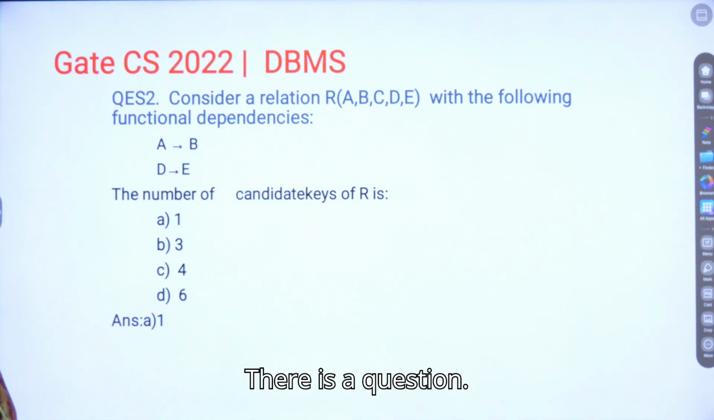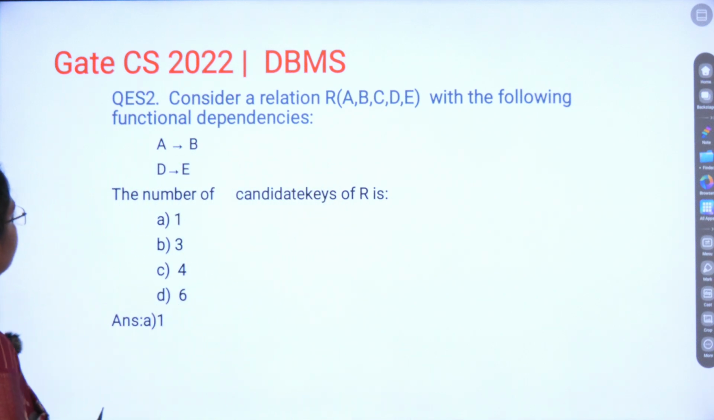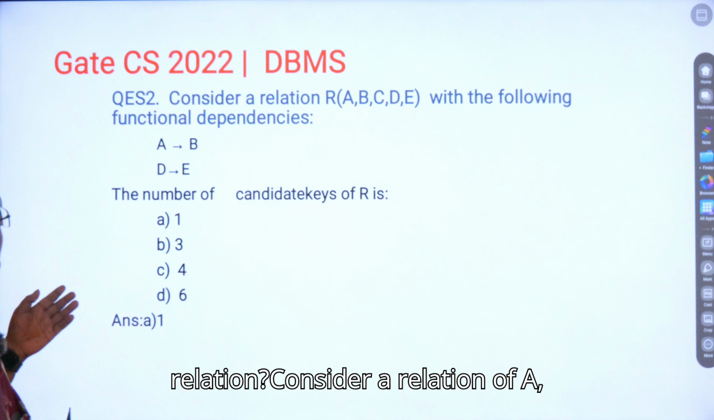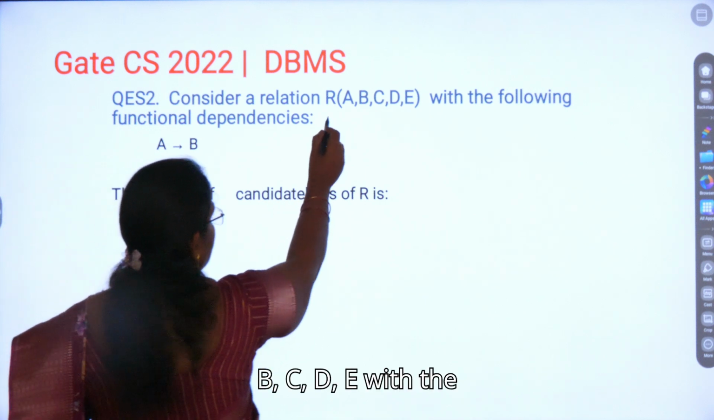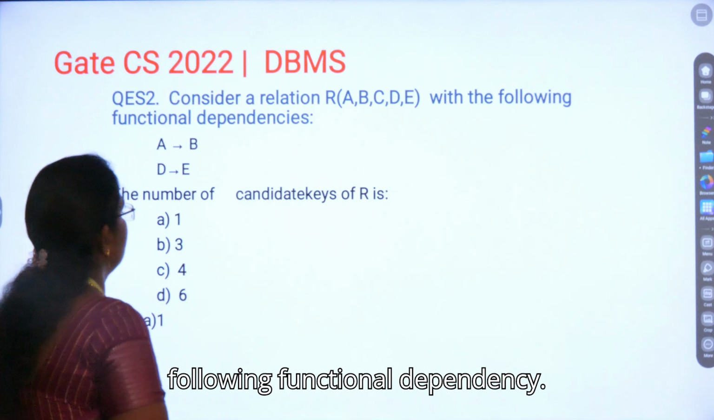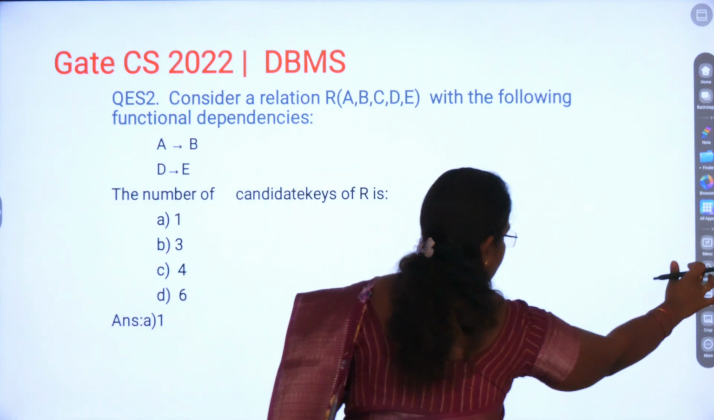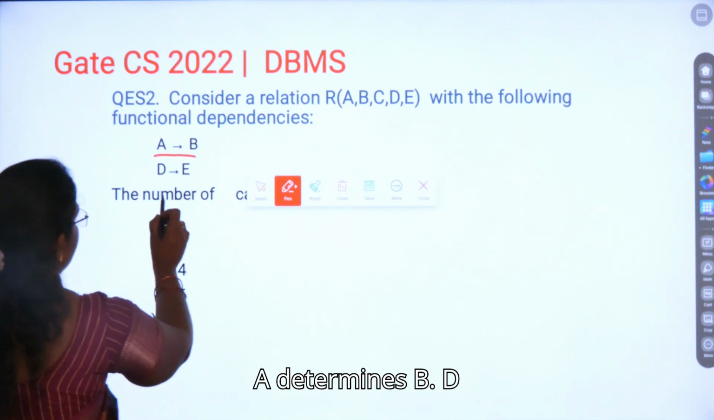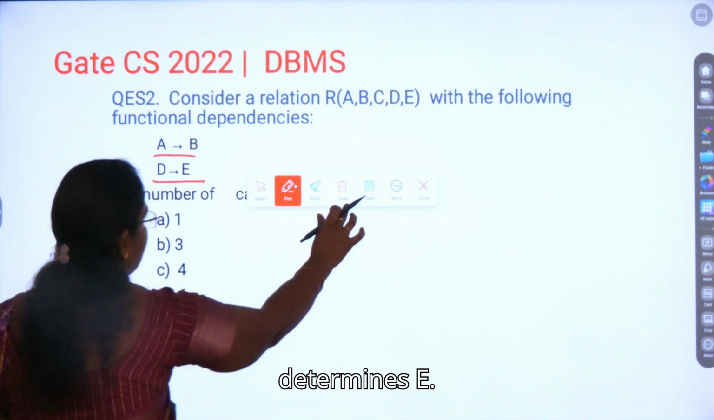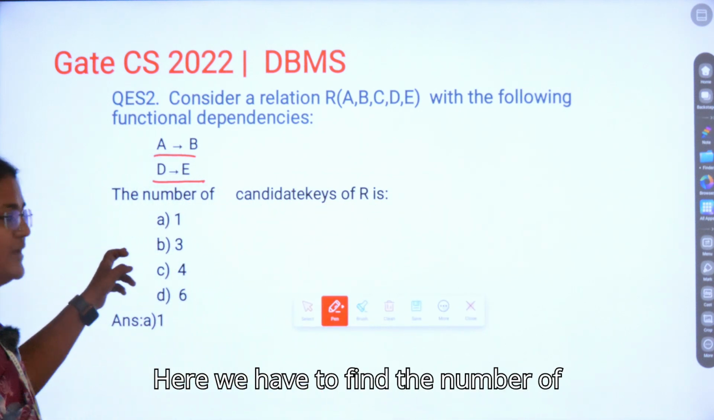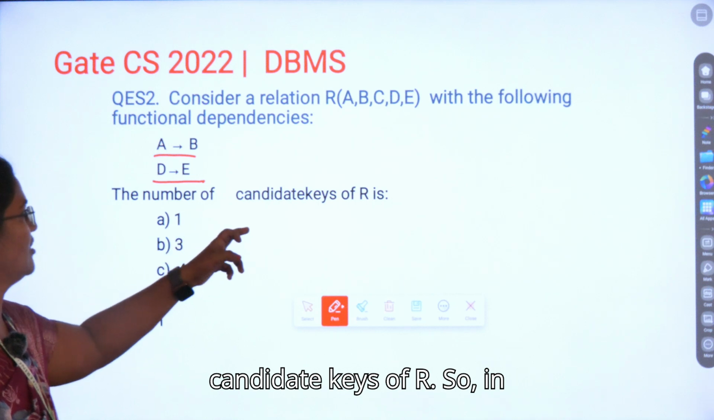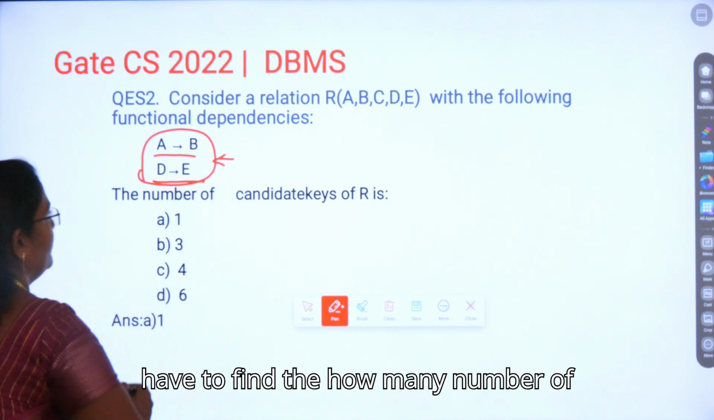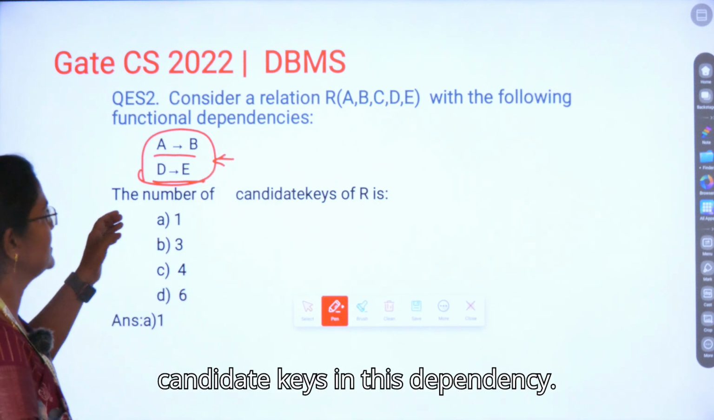There is a question called how to find the candidate keys of a given relation. Consider a relation R(A, B, C, D, E) with the following functional dependencies: A determines B, D determines E. Here we have to find the number of candidate keys of R. So in this functional dependency, we have to find how many candidate keys there are.